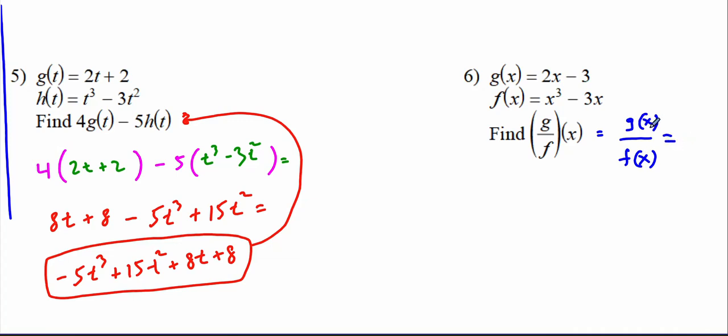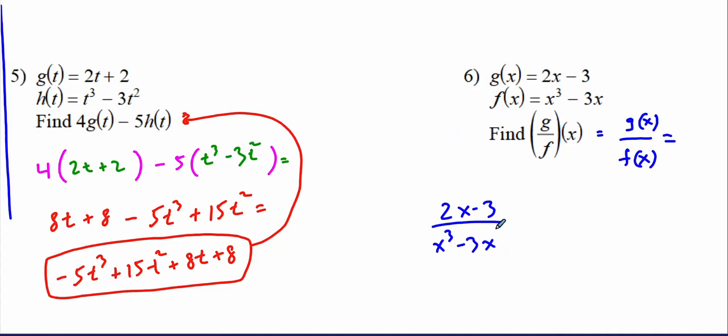Okay, and in that case, the g function's up top. The g function is this. This is 2x minus 3. The whole thing divided by the f function. And the f is x to the third minus 3x. Although you can leave the answer like that, depending on the question, I don't see anything that could simplify. They could combine somehow or cancel. In this case, that can't be done.